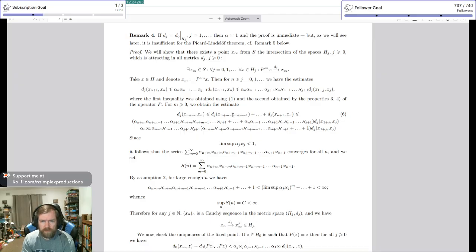For m greater than or equal to 0, we obtain the estimate that d sub j of x sub n plus m to x sub n is less than or equal to d sub j of x sub n plus m, x sub n plus m minus 1, all the way out to d sub j of x sub n plus 1, x sub n, which is less than all of the alpha and kappa stuff.